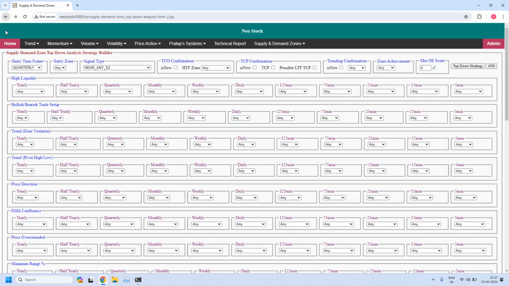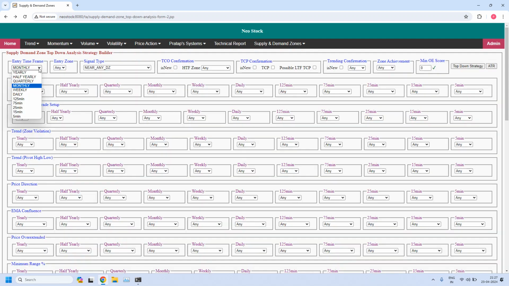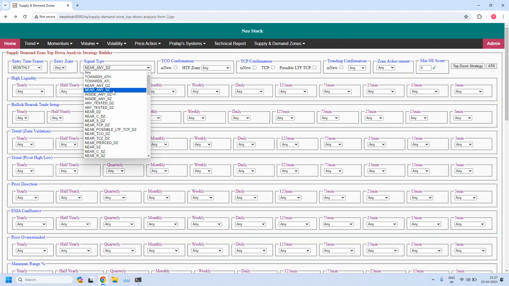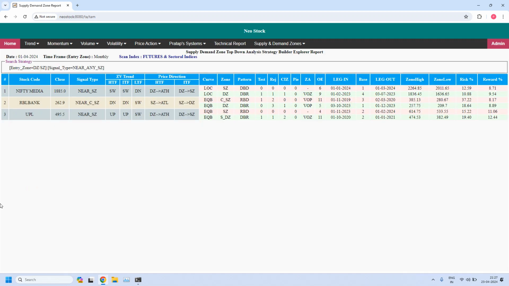So I am going back, changing the time frame to monthly. Let us find the stocks near monthly demand zone. So 7 stocks are filtered. Let me go back. For monthly time frame, let us find the stocks near monthly supply zone. So these 3 stocks are near monthly supply zone.